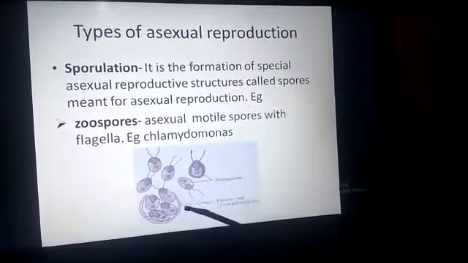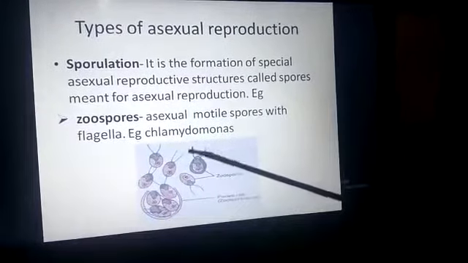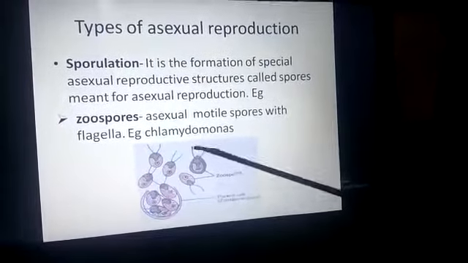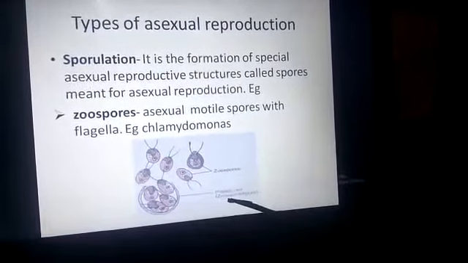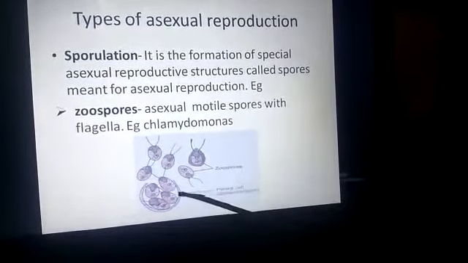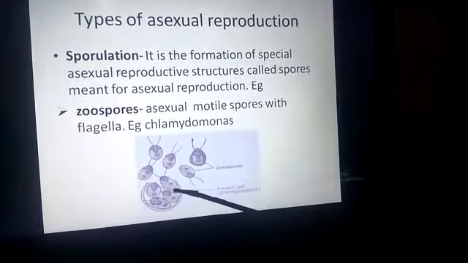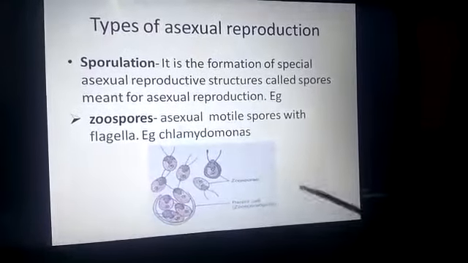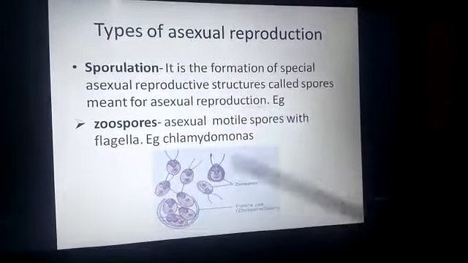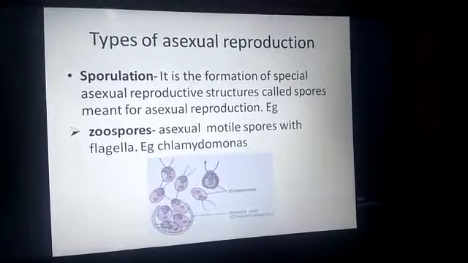And this below is the picture of a zoospore. Okay, this structure is the flagella and it will help in movement. Now this is the parent cell called zoosporangium, and within the parent cell numerous zoospores are formed. Okay. Then when these zoospores are released, on reaching a suitable substratum, they will germinate into individual organisms.